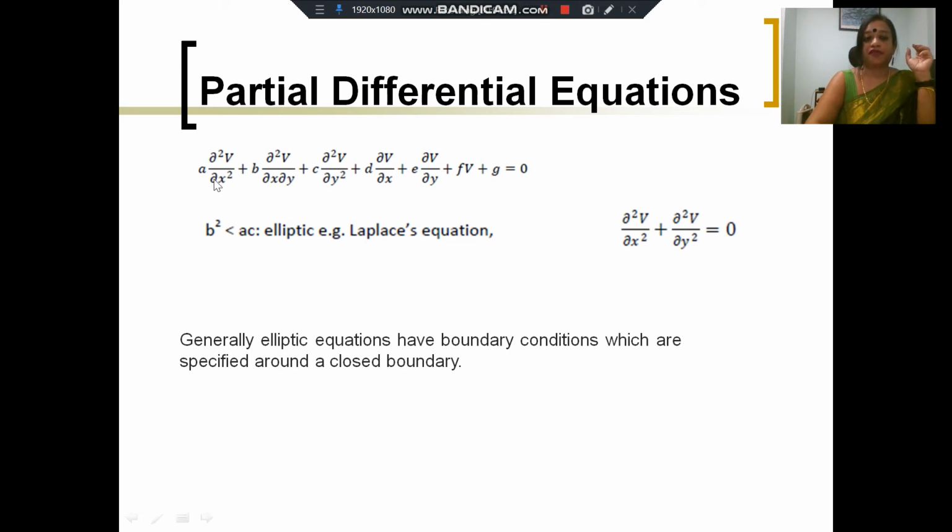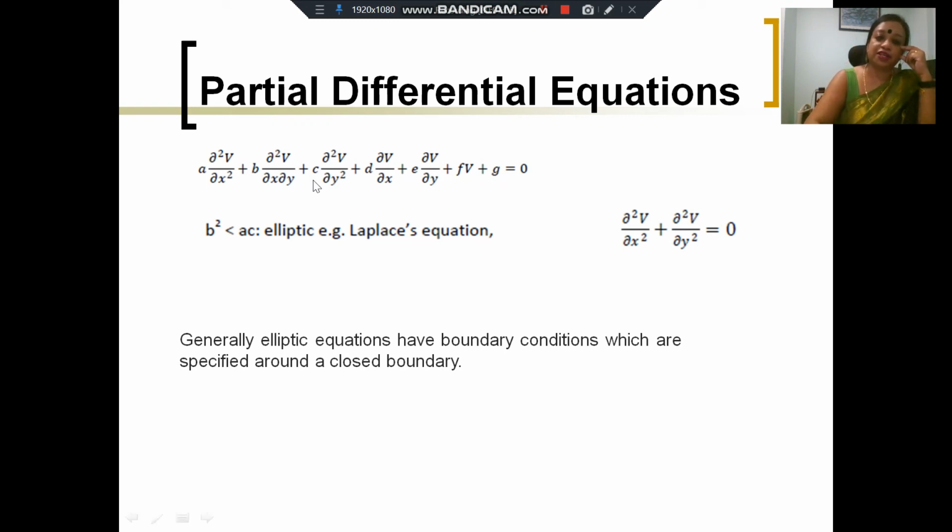Some of these coefficients a, b, c may be 0. As we know, Laplace's equation, del squared v by del x squared plus del squared v by del y squared is equal to 0 in two dimensions, which means from this equation, a is equal to 1, b is equal to 0, c is equal to 1, again d is equal to 0, e is equal to 0, f is equal to 0, and g has a certain non-zero value if it is Poisson's equation, equal to 0 if it is Laplace's equation.